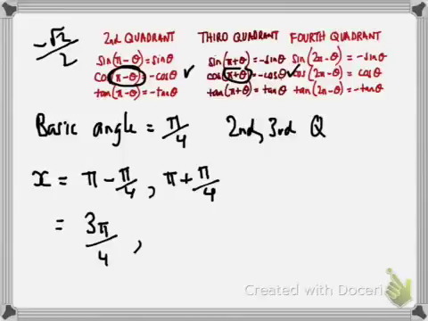And pi plus pi on 4 is 5 pi on 4. So there's our two solutions to our equation.